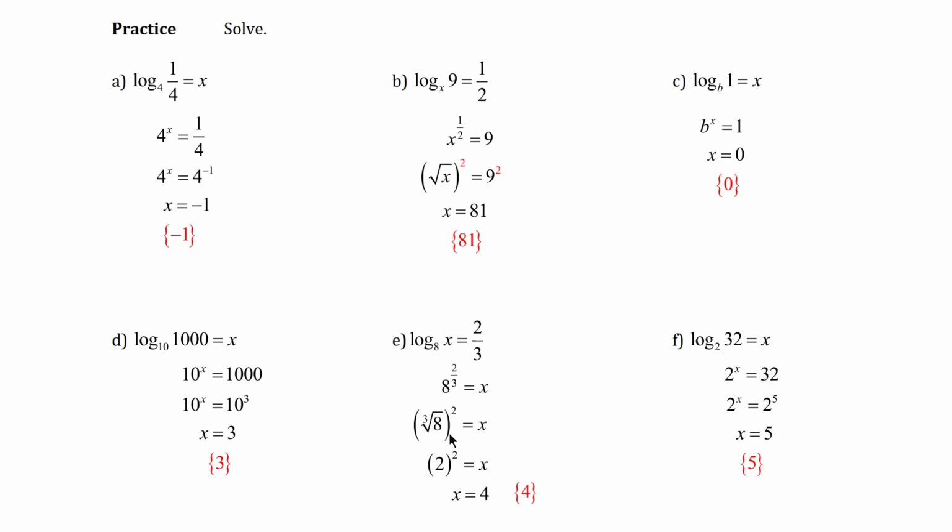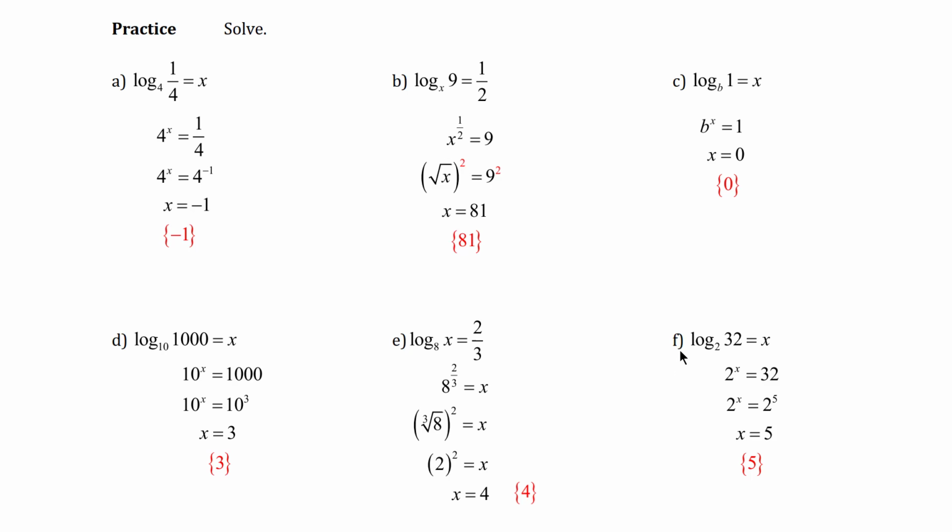Next, we take the cube root of 8, which is 2, so we have 2 squared equals x. The square of 2 is 4, so the result is x equals 4. The final answer in set notation, we have curly bracket 4 and then a close curly bracket.